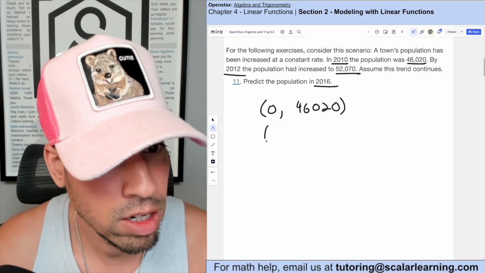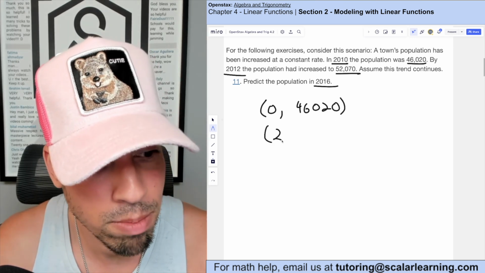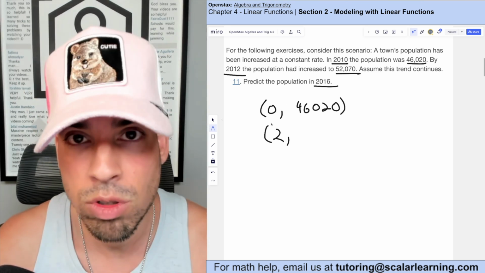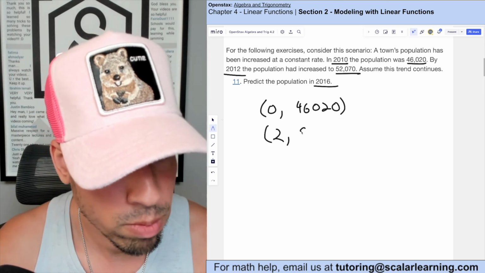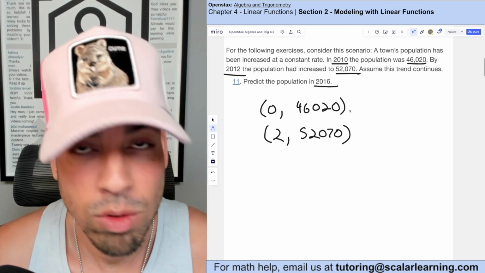46,020. And then here, I would have 2 years later, so then my input could be changed to 2. Again, you can use 2010 and 2012. It's just these numbers are going to be a little bit more manageable. Now that I have this, I can calculate the rate of change, i.e.